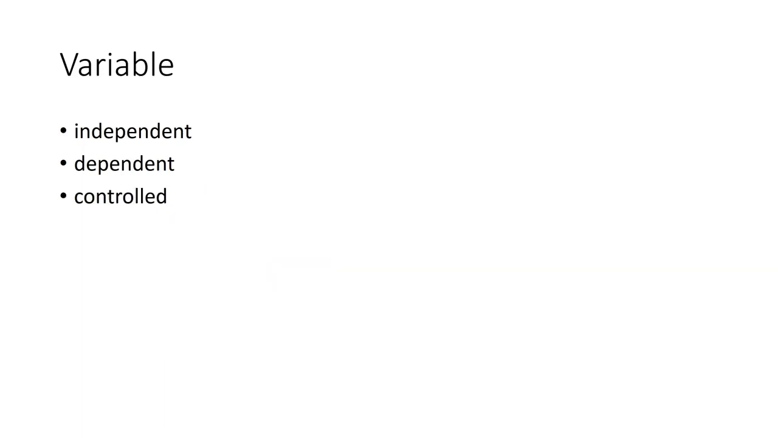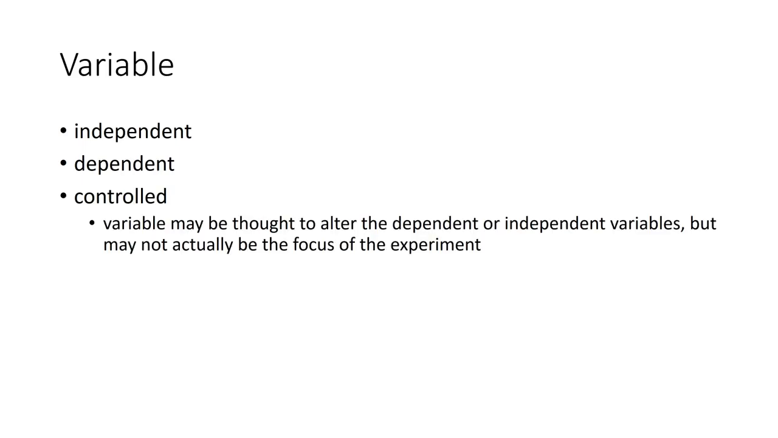There are also controlled variables. Now, controlled variables are variables that may be thought to alter dependent or independent variables, but may not actually be the focus of the experiment. For example, we are in Tallahassee. Tallahassee is in the panhandle of Florida. Tallahassee tends to have a very sandy soil. The soil tends to be deep. It tends to have a lack of nutrients, or a lack of certain kinds of nutrients. If we go to a place like the Midwest, it has a totally different type of soil.